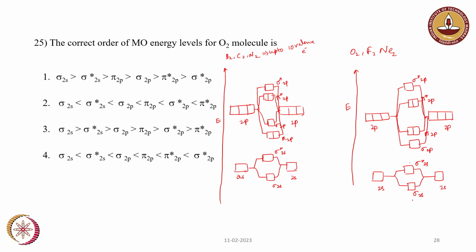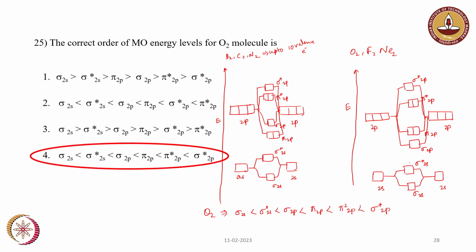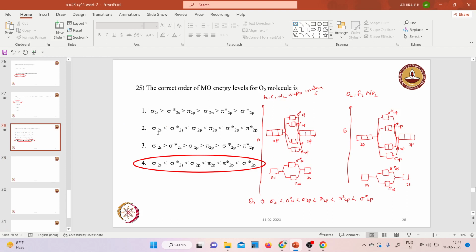So the order will be sigma 2s less than sigma star 2s for the O2 molecule. Then sigma 2p, then pi 2p, then pi star 2p, and then sigma star 2p. So the answer is option D. So if you have any doubts, you can ask.